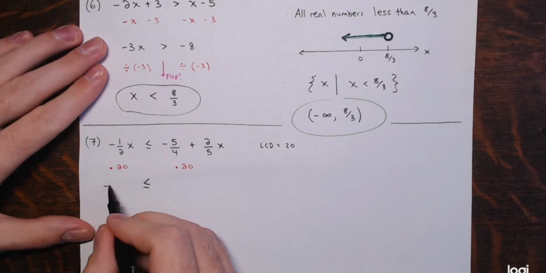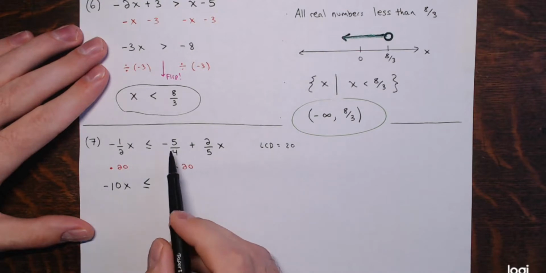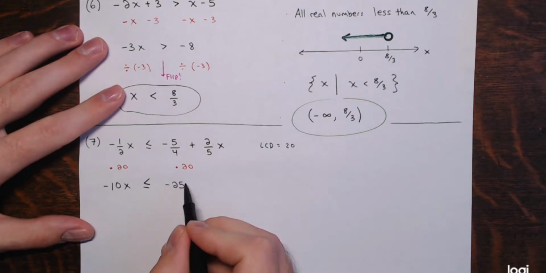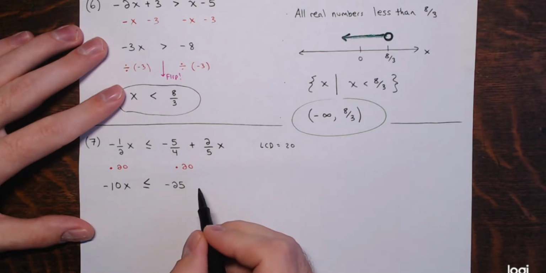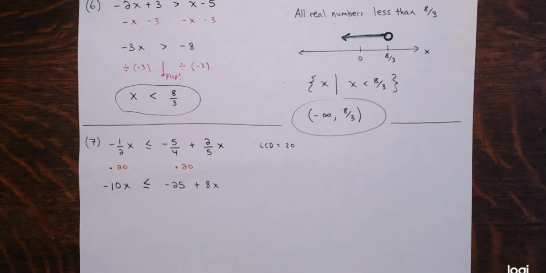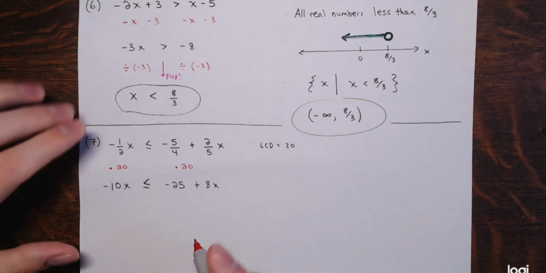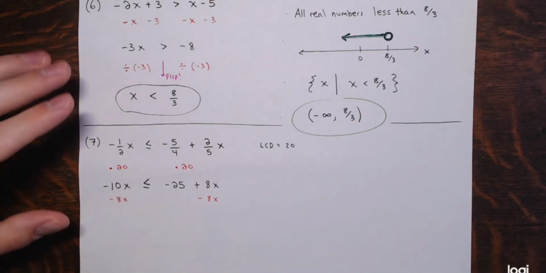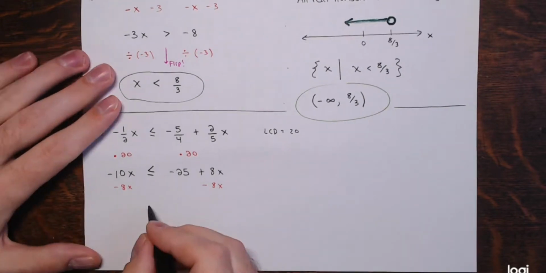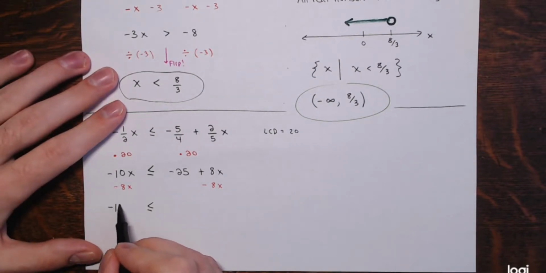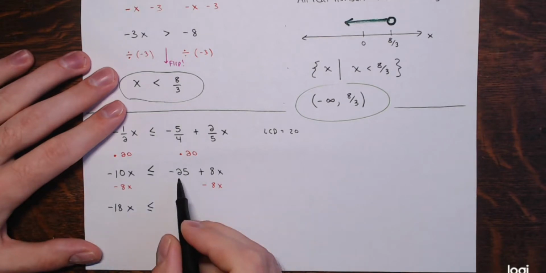The left side would be negative 10x. Negative 5/4 times 20 would be negative 25. And then 2/5 times 20 would be 8. So I have negative 10x is less than or equal to negative 25 plus 8x. And then I'll subtract 8x from both sides. Now this is just subtraction, so the symbol does not flip. It's still is less than or equal to. I've got negative 18x over here, negative 25 over here.